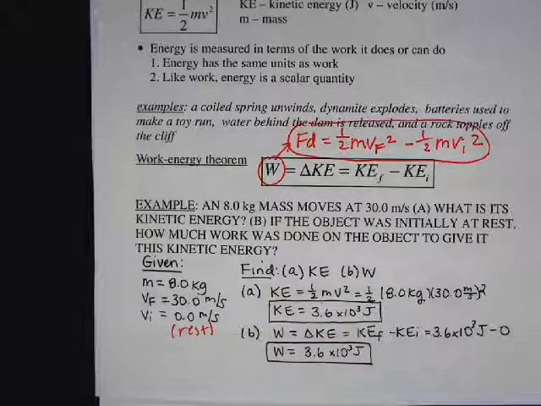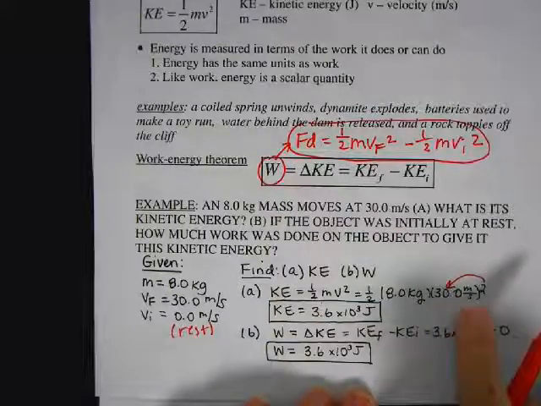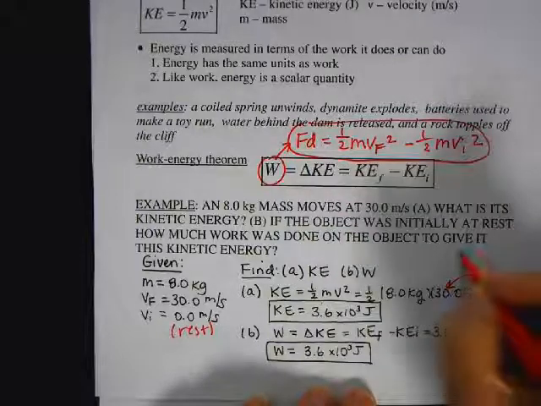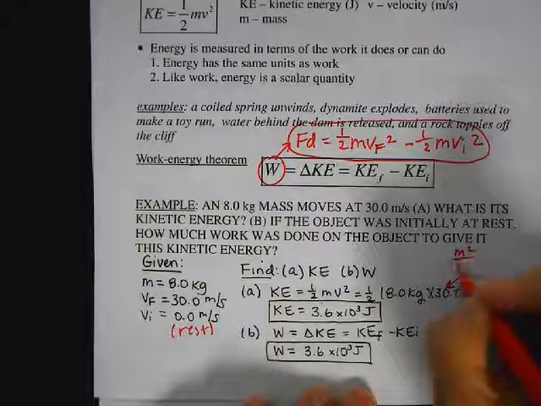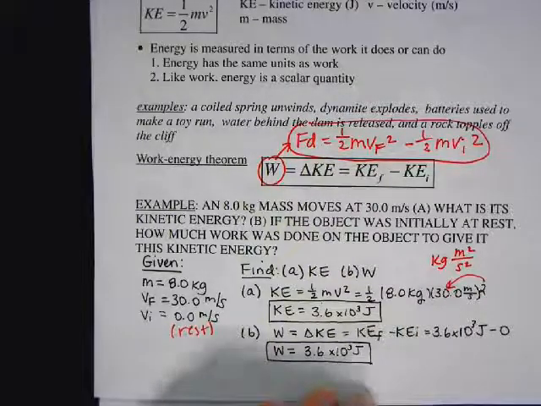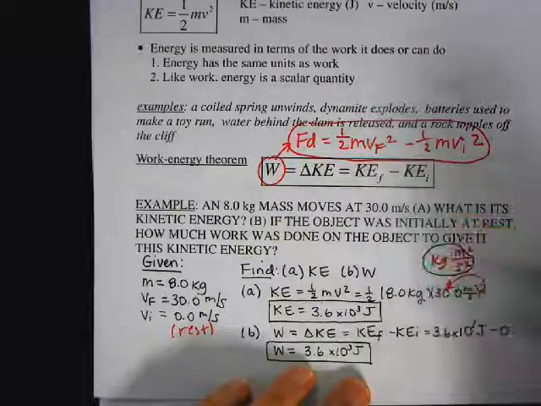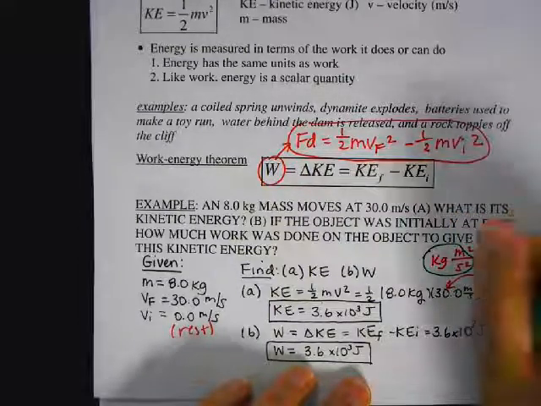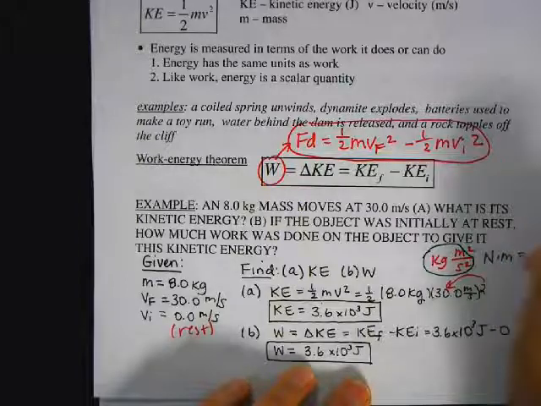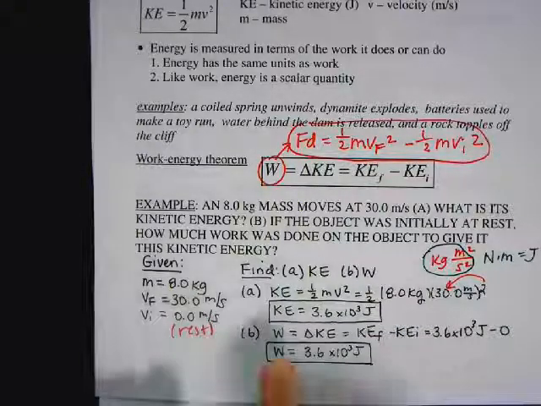Now remember, in physics, we can always carry our units through to check our work. So when I square the 30, I'm also squaring the meter per second. So I have a meter squared over second squared times a kilogram. Well, what I'm going to do is pull out the kilogram meter per second squared, which is a Newton, and then I have one more meter left, and a Newton times a meter is a joule, which is the correct unit for energy.